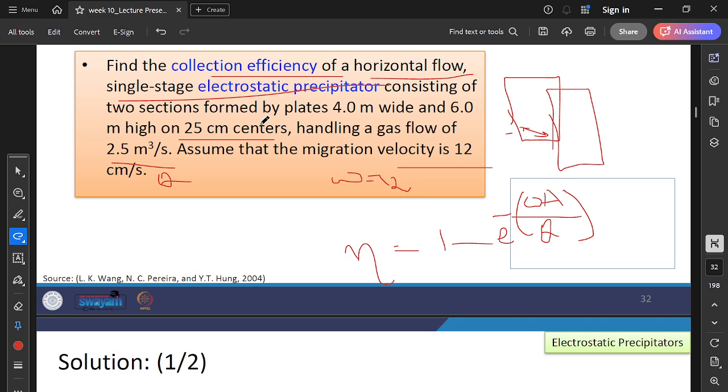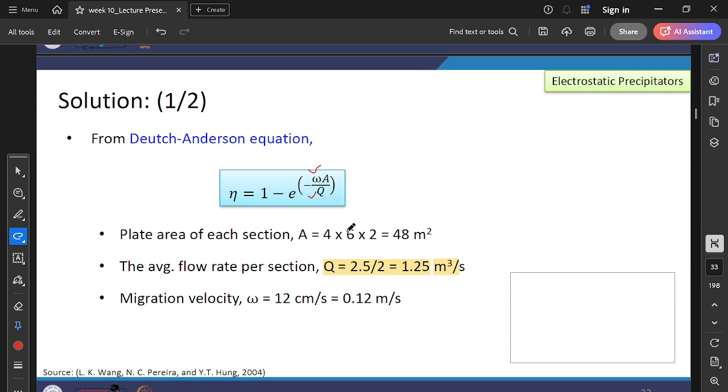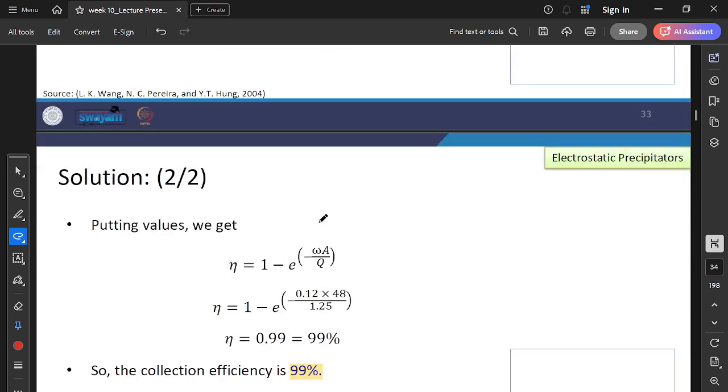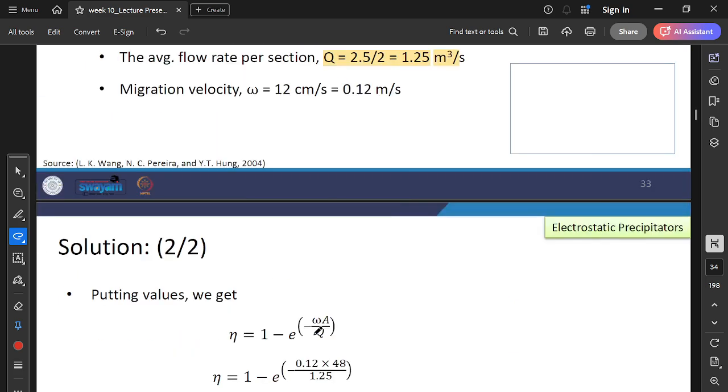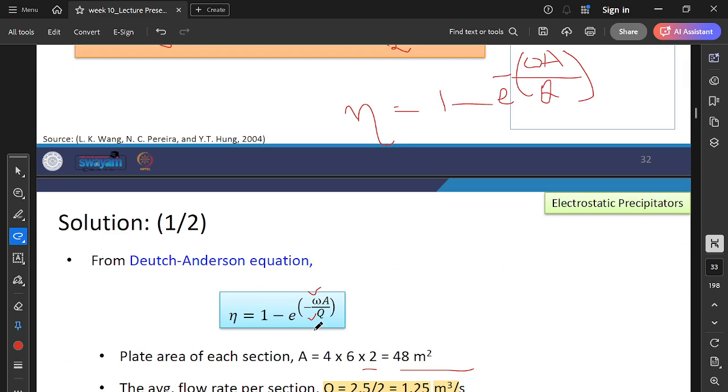So what is the plate area? 4 meter, another one is 6 meter. That's the plate area. If you substitute the plate area, why are they multiplying with 2? Because the plate area of each section will be this much, 4 into 6. Now for the two sections we will have two plate areas. So 48 meter square will be your plate area. If you substitute everything, you will get the efficiency of 99%. What is the second question they have asked? That's it.